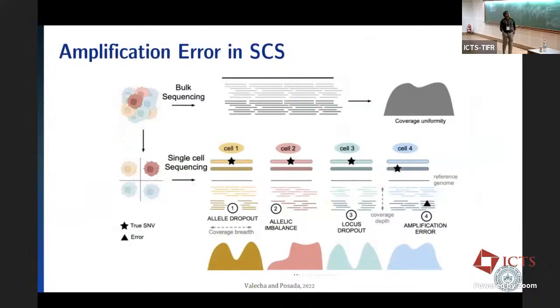So this is a figure where we are comparing bulk sequencing against single cell sequencing. Let's actually talk about that. We have bulk sequencing data. Again, we have the reference genome, there are different reads. What you see here is uniform coverage across all the different positions. What do I mean by coverage? Coverage is nothing but the number of bases that you see at a particular position.